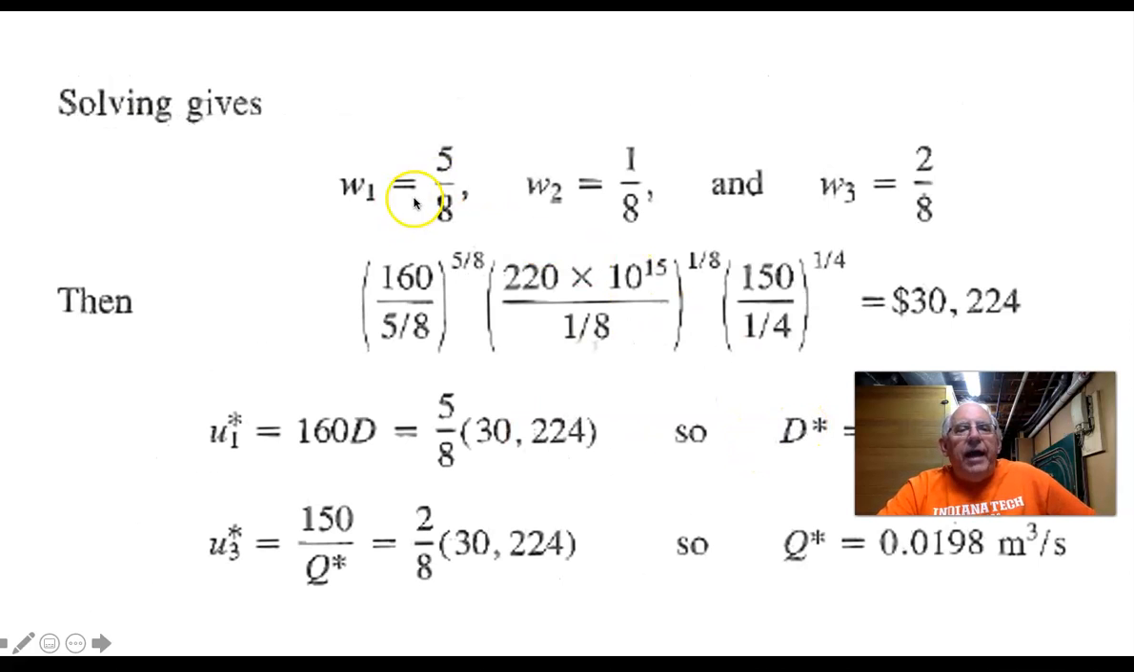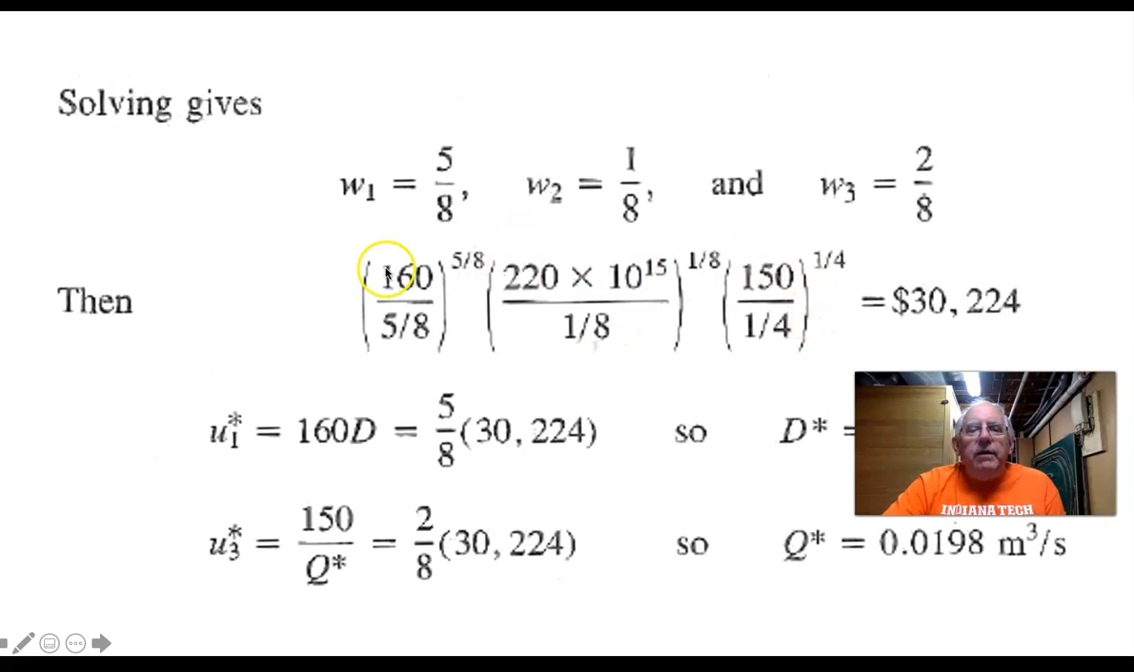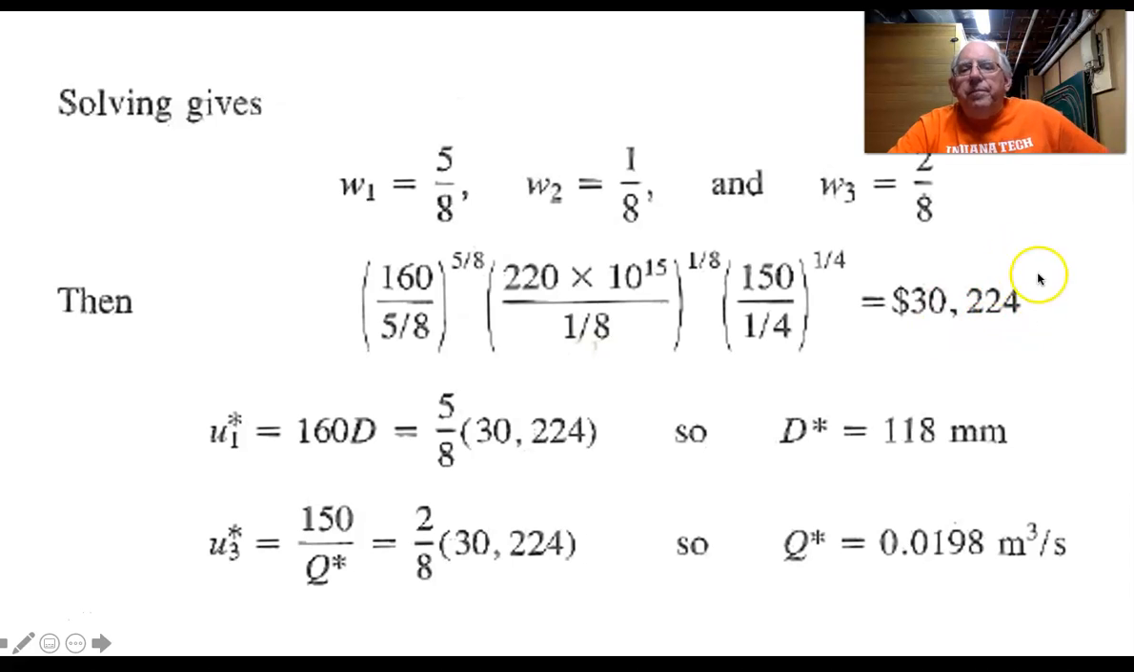And so with that in mind, we can put those W's in, into this equation here, W1, W2, and W3. And we could then solve, again with our calculator, and we find that the cost, which consists of the plant cost, the first pipe cost, and the operating cost, is $30,224. That is the answer to the problem.